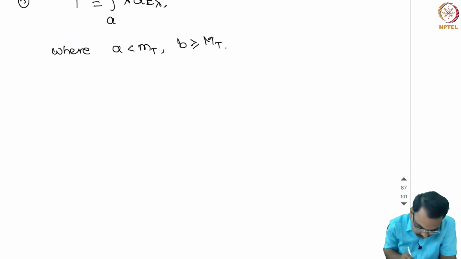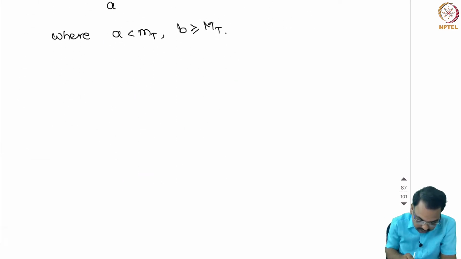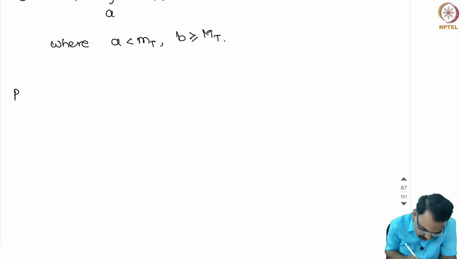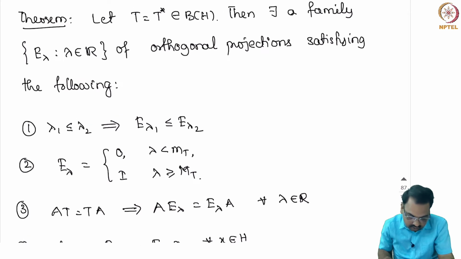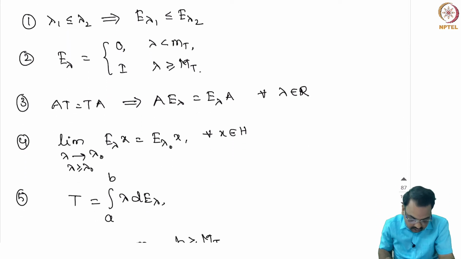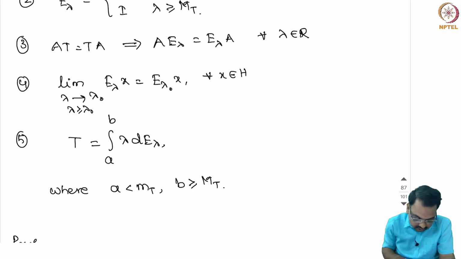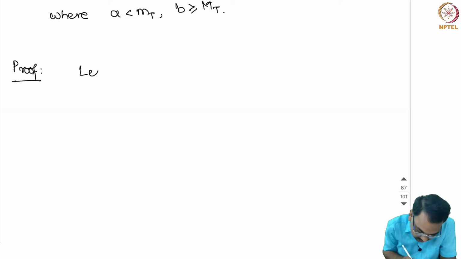So the proof. Okay, so we want to find a family of orthogonal projections satisfying these conditions, but we have already seen that if you look at E lambda to be the orthogonal projection onto the null space of T lambda plus, we have seen that they satisfy conditions 1, 2, 3. So let us define E lambda to be the orthogonal projection onto the null space of T lambda plus.